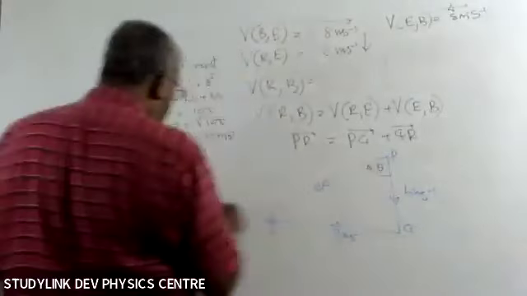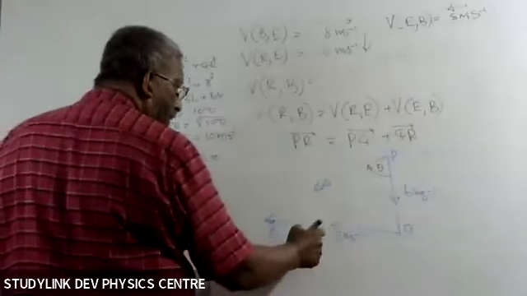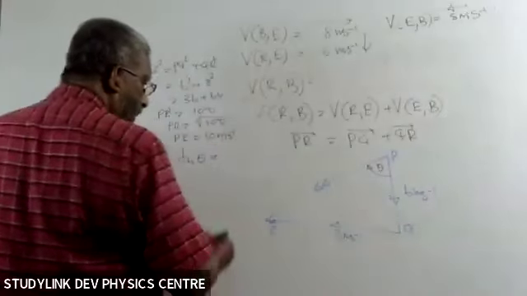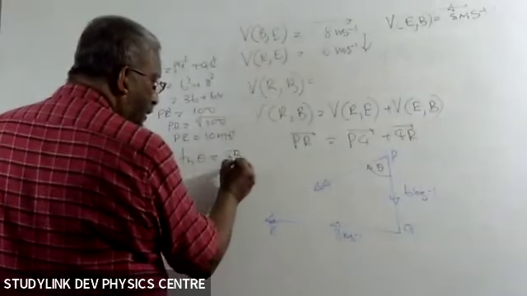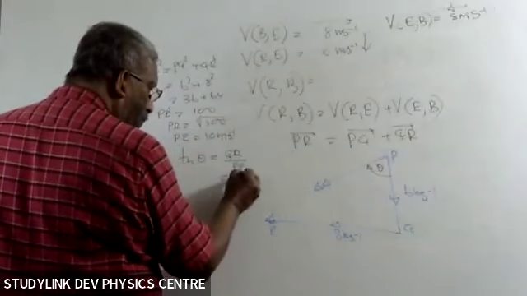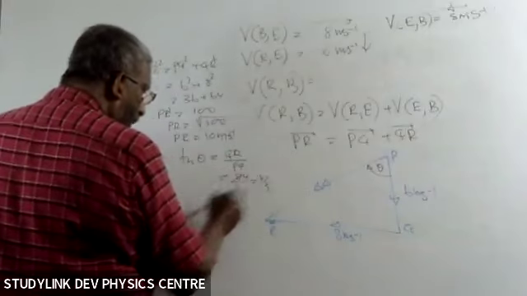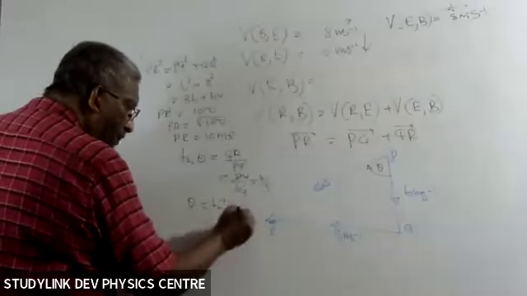Now the direction from the vertical you always find. This is theta. Tan theta is equal to opposite divided by adjacent. Opposite is QR, adjacent is PQ. That is 8 divided by 6, 4 by 3. Theta is equal to tan inverse 4 by 3.